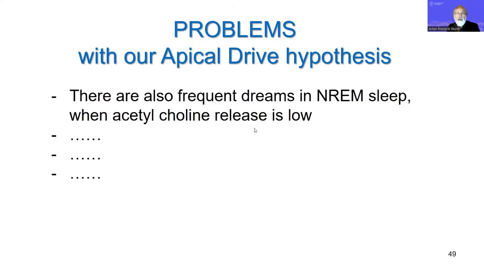For instance, there are also frequent dreams in non-REM sleep, and that's where the cholinergic tone is much lower. And we have ideas why that could also occur through other metabotropic receptor types, but I don't have time to explain that.